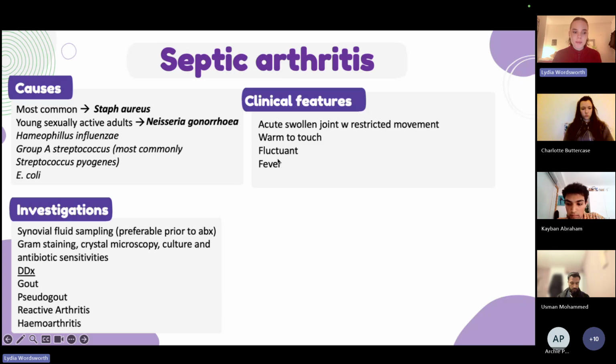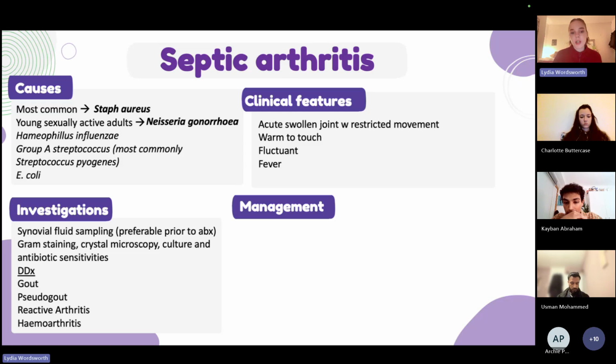So I think for your exams, go through these conditions and just remember how you differentiate between them. So, for example, in gout, you get the negatively birefringent needles. In pseudogout, you'll get the positively birefringent rhomboid crystals. With reactive arthritis, you get the Reiter's triad of can't see, can't pee, can't climb a tree. So the conjunctivitis, urethritis, and joint pain. And then if the patient has haemarthrosis, they might have had a preceding trauma, and they'll have blood in the joint space.